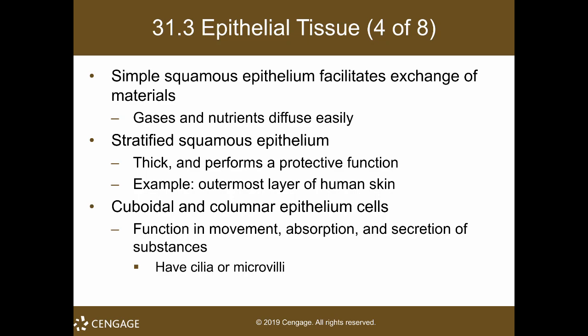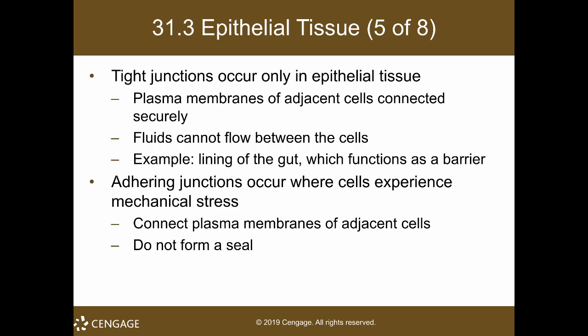Simple squamous epithelium facilitates the exchange of materials, mainly gases and nutrients. Because they are flattened, gases and nutrients can diffuse easily through them. Then we have stratified squamous epithelium. They are thicker and have protective functions. An example is the outermost layer of your skin. Then we have the cuboidal and columnar cells. They function more in movement, absorption, and secretion. They have cilia and microvilli, and are usually found in the lining of your intestines.